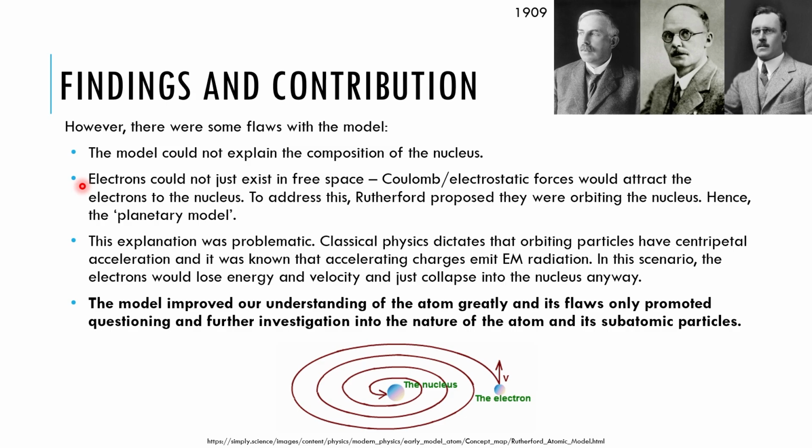Scientists at the time implementing simple classical physics knew that the particles had to have a centripetal acceleration which was caused by electrostatic forces. But they also knew from their understanding of electromagnetism that any charge that was accelerating would emit electromagnetic radiation. If that was the case and radiation was occurring, the electrons would be losing energy. And if they were losing energy, they'd be losing velocity. And that would just result in the electrons collapsing into the nucleus anyway. So even though Rutherford's model tried to explain how the electrons would behave, it still wasn't enough.